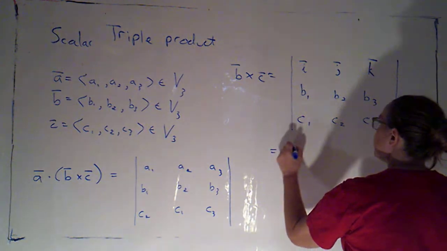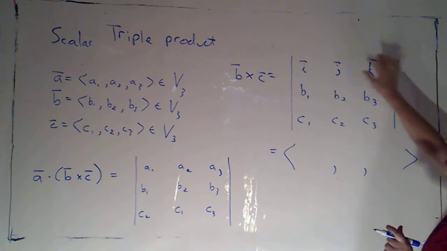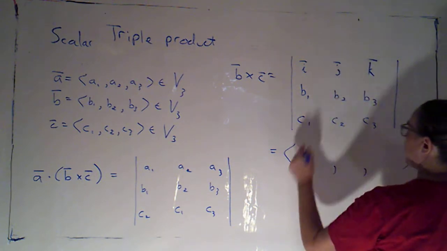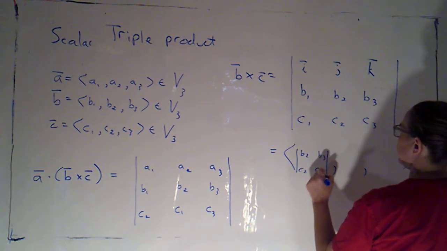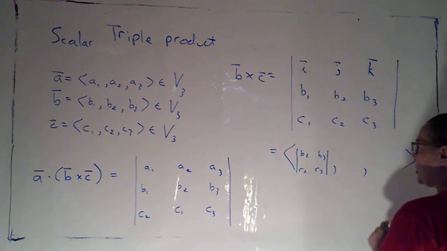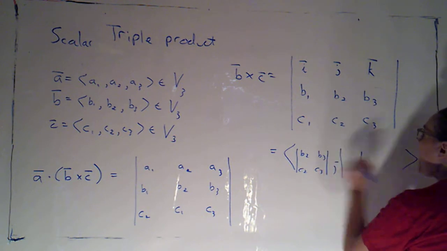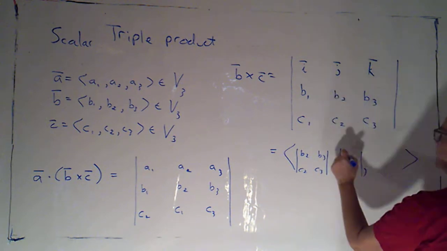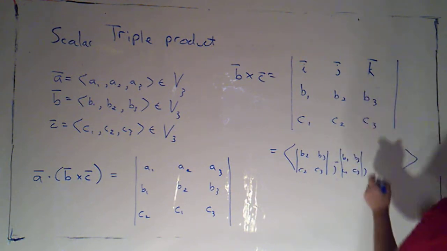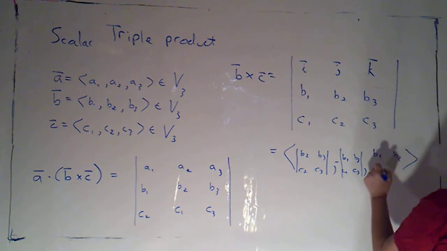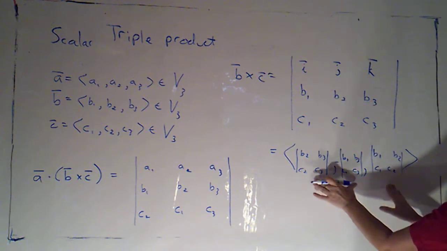Now, if I calculate this cross product, I'm going to get some I's, some J's, and some K's. The number of I's I get is the determinant of this 2 by 2 matrix, B2, B3, C2, C3. Of course, I could work that out. I'm just going to write it in determinant form right here. The number of J's I get is the opposite of the determinant of this 2 by 2 matrix, B1, B3, C1, C3. And the number of K's I get is the determinant of this 2 by 2 matrix, B1, B2, C1, C2. So those are the entries of the cross product.